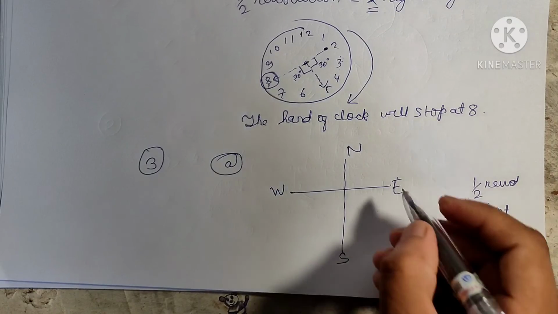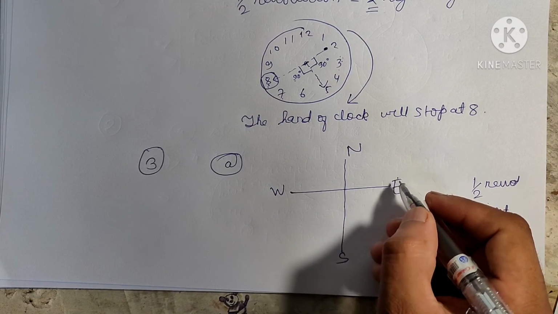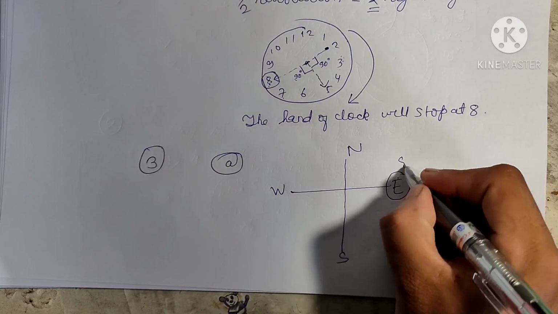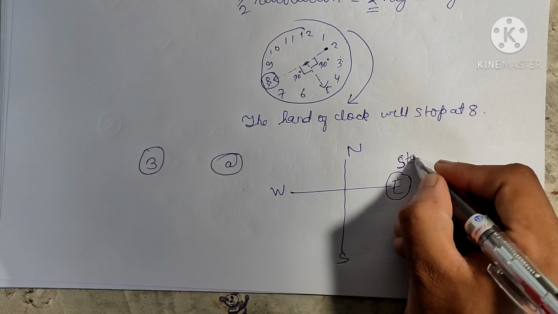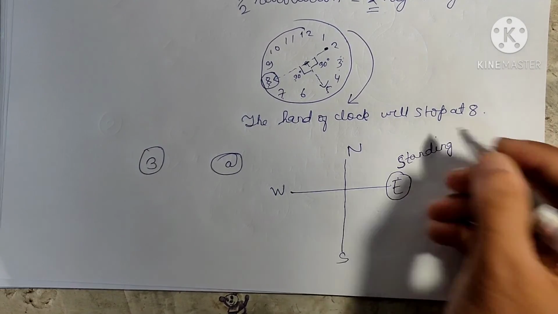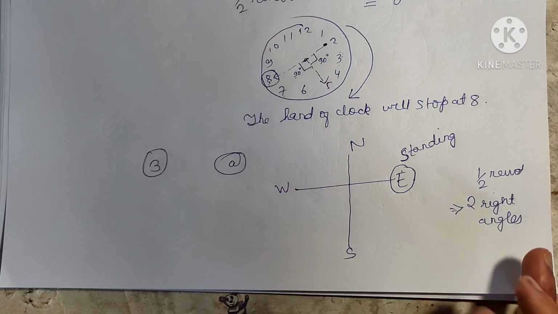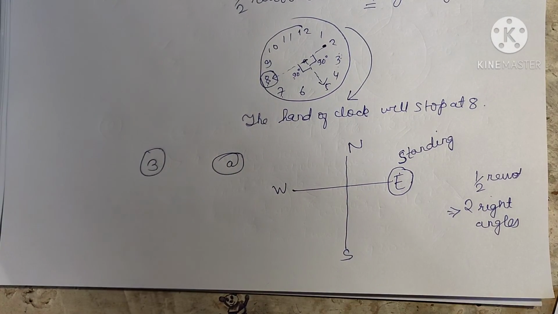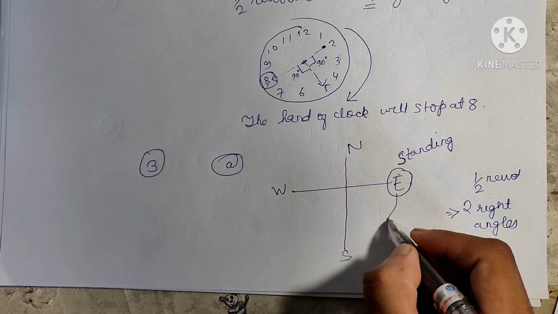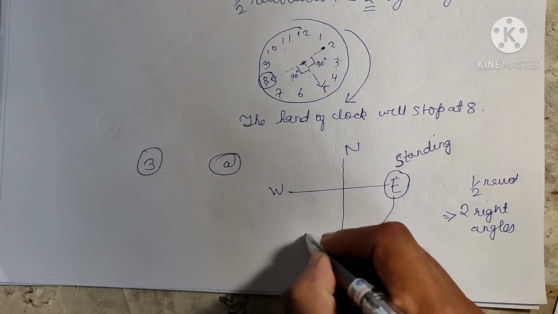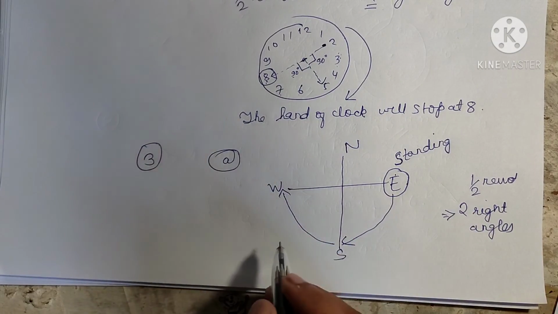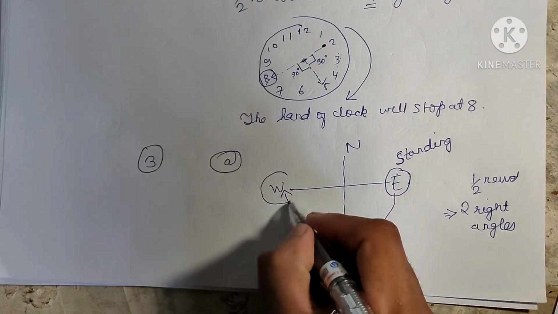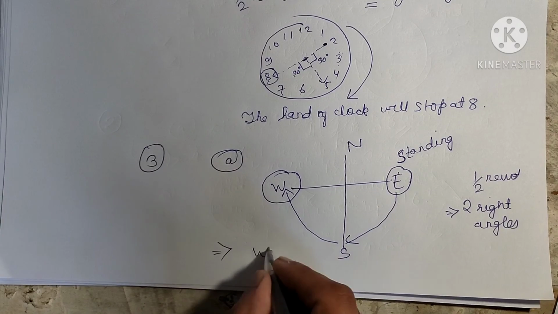So now we are standing at east. Standing at east, and then how much do we have to make in the question? See the question, it is saying half of a revolution. Half means what? Two right angles. That means two times we have to go. This is the first one, and the second one here. So when we make half revolution, we are at the west. So you write the answer west.